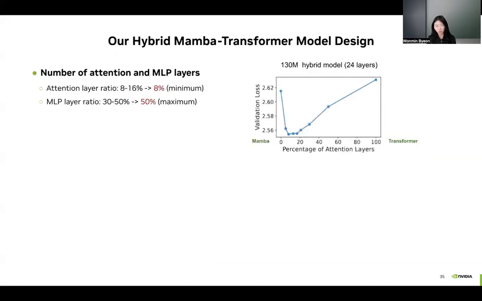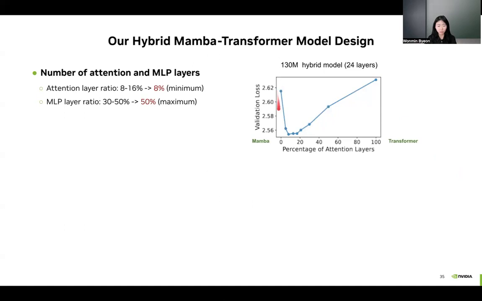So here is our hybrid model design. First, we consider three different layers. First, of course, the Mamba layer, and then the attention layer, and MLP layers. To find the right number of attention and MLP layers, we started from the pure Mamba model, and then we started adding attention layers one by one.